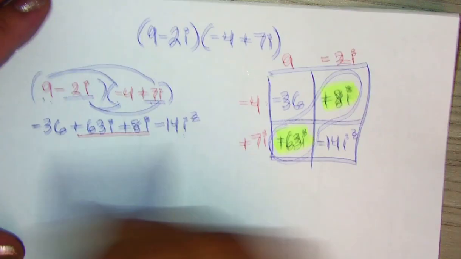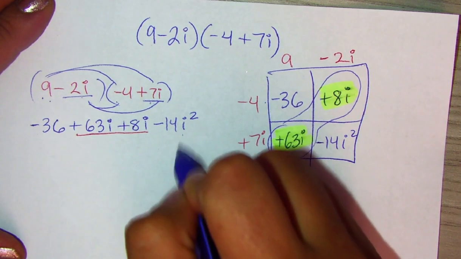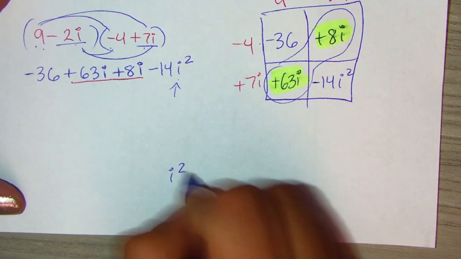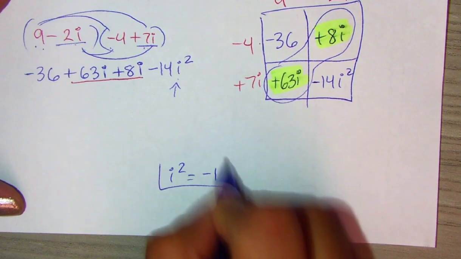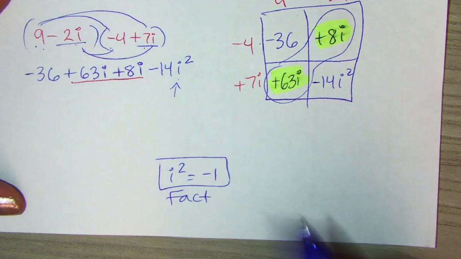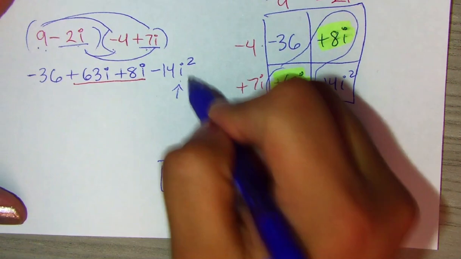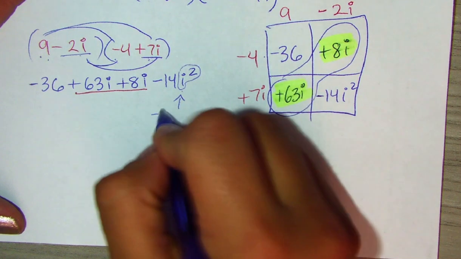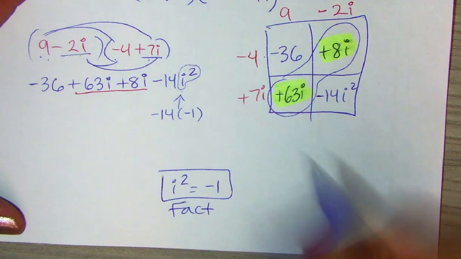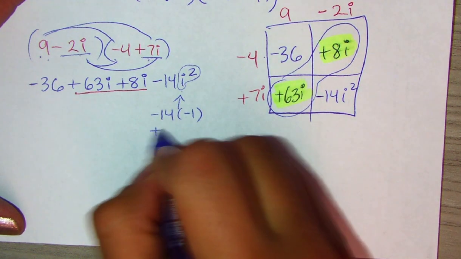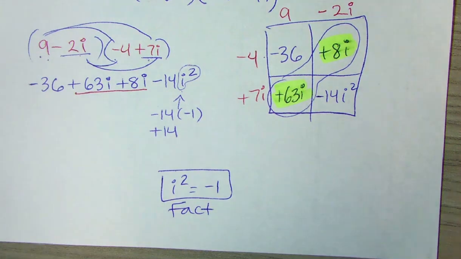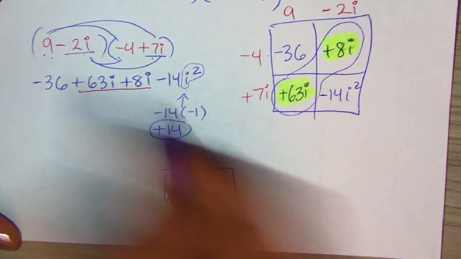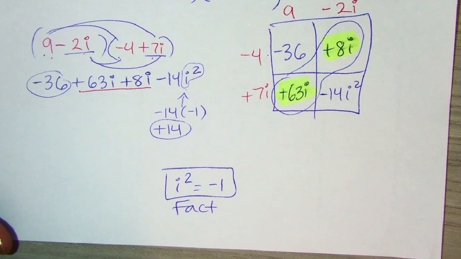Now, as far as the other ones, you need to remember here that this i squared, anytime you have i squared, it equals negative 1. That's a fact. So whenever you remember that, you're going to see this and recall, oh, I need to look at this as negative 14 times negative 1, which results in positive 14. No i, nothing, just a number. And because it's just a number, we're going to combine it with this other number.